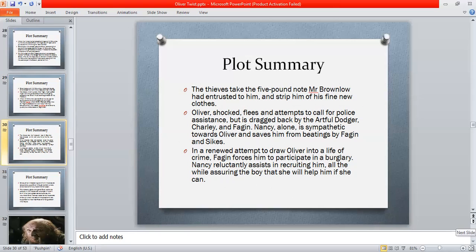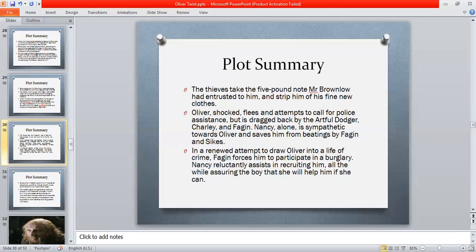him. The thieves take the £5 note Mr. Brownlow had entrusted to him and strip him of his fine new clothes. They take Oliver's new clothes. Oliver, shocked, flees, escapes, and tries to call for police assistance, but is dragged back by the Artful Dodger, Charlie, and Fagin.